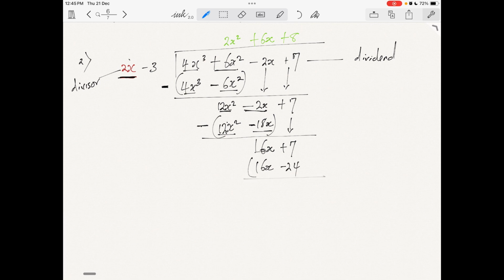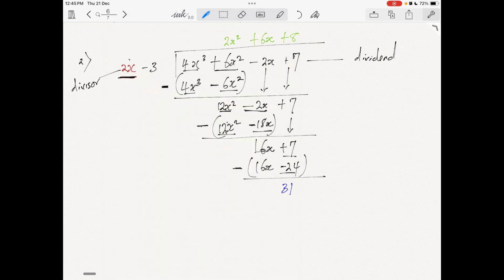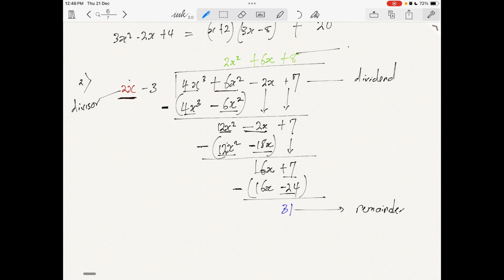So then we subtract these terms. 16x minus 16x will give us 0. And 7 minus minus 24, that's 7 plus 24. That will give me what? 31. Now, this will be our remainder because we cannot go further from there, and this will be our quotient.